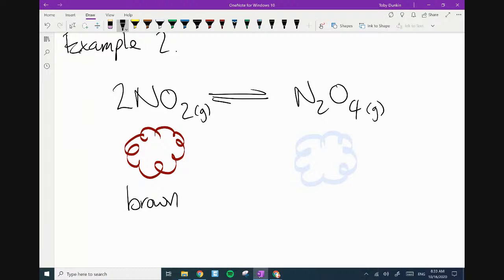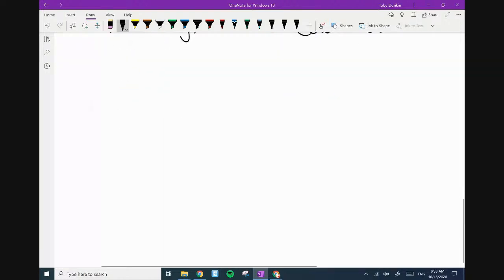and a colorless gas. Now, this one, do you know that this is one of Le Chatelier's original experiments? It's really cool, this. This is like over 200 years old. It's amazing. And he discovered this reaction. It was one of the main pieces of evidence that he had of chemical reactions being in equilibriums. So here's how you do this experiment.